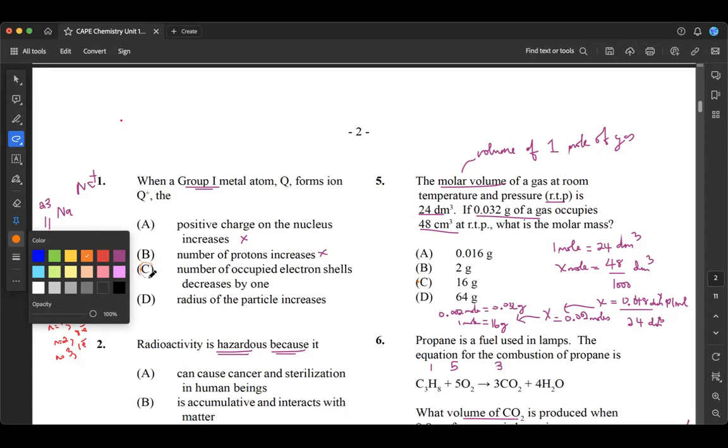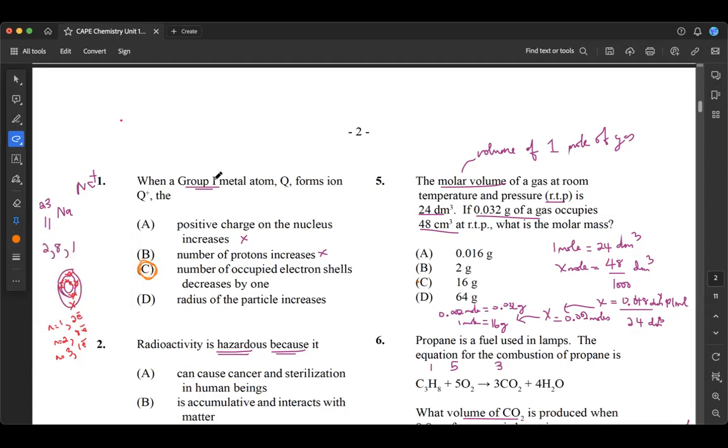So the key things to note here is which group are we talking about? We're talking about group 1, where they have 1 electron in their outermost shell. And if they lose that 1 to form a Q+ ion, they're going to lose that whole shell and end up with only 2 as opposed to the 3 in the case of sodium, for example, right? So the number of occupied shells decreases by 1. Would the radius of the particle increase? No, because it's losing a shell, right? So the radius would actually decrease. So this is not true either. So our only true option here is C, okay?